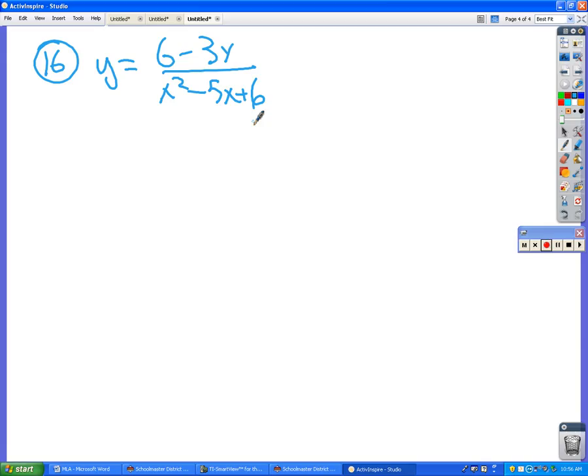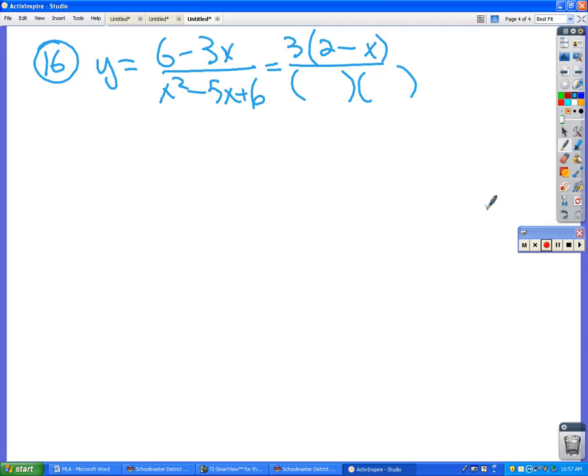What do we do first? Back to the bottom? Back to the bottom. All right, let's go back to the top while we're at it. I pull out a 3. What am I left with? 2 minus x. 3 times 2 minus x is the same as 6 minus 3x, right? If you distribute the 3, you'll get the same thing to start with.